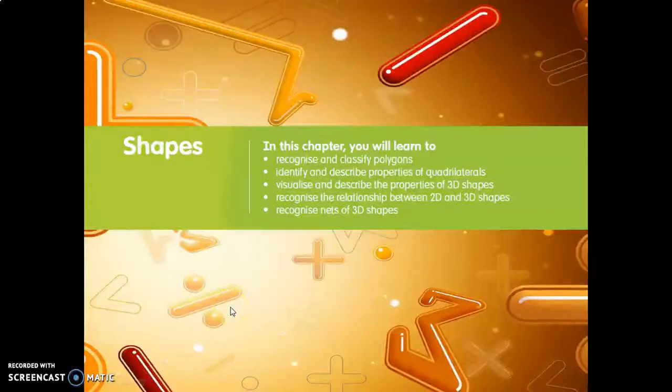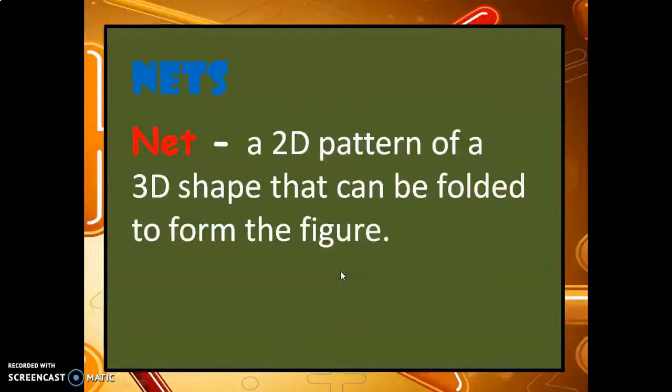For this week, we will do the last objective for this chapter, which is to recognize nets of 3D shapes. Let's start by defining the word net. A net is a 2D pattern of a 3D shape that can be folded to form that particular 3D shape or polyhedron.